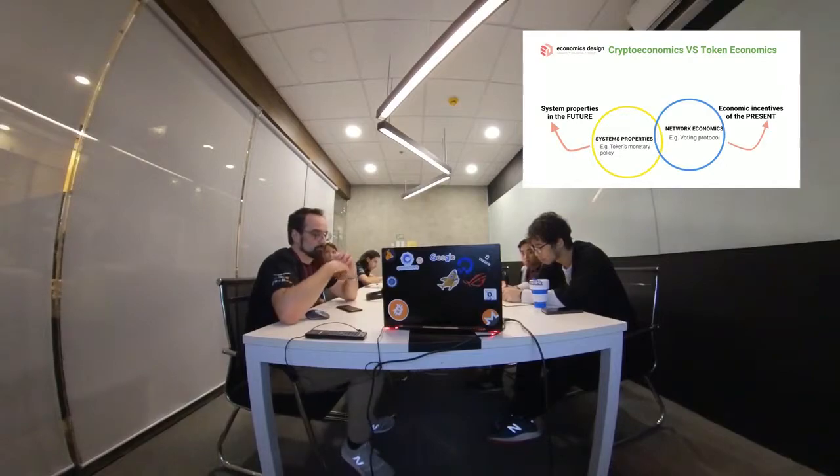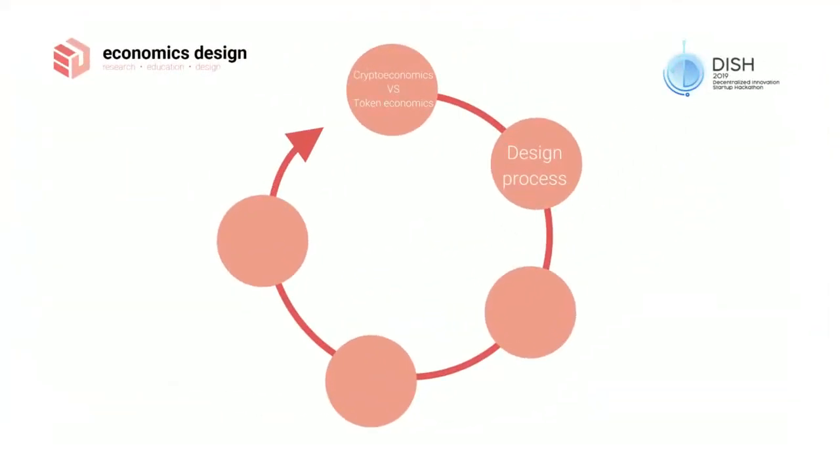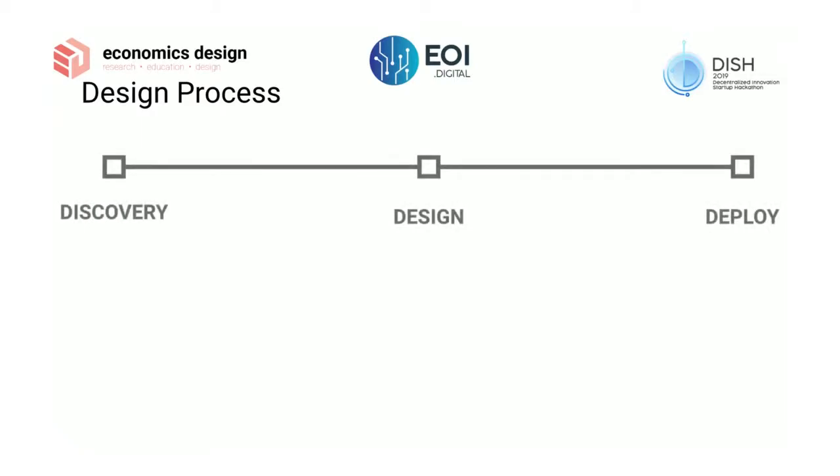But why we can consider system properties and network economics is because we're going to bring them together to build a model that's very specific to token. Okay, the next thing we're going to go into is a very high level of the design process, and this will probably give you a better understanding of why I have to split crypto economics and token economics up. The design process is a very simple three-step method. It's discovery, design, and then deploy.